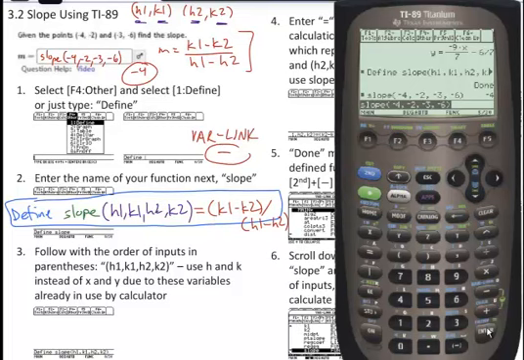Now, here's the nice thing with this: anytime you need to calculate the slope of 2 points, you can use this function. Even if you embed it in another function, or you embed it in a solve feature, you can calculate the slope of any 2 points using this.